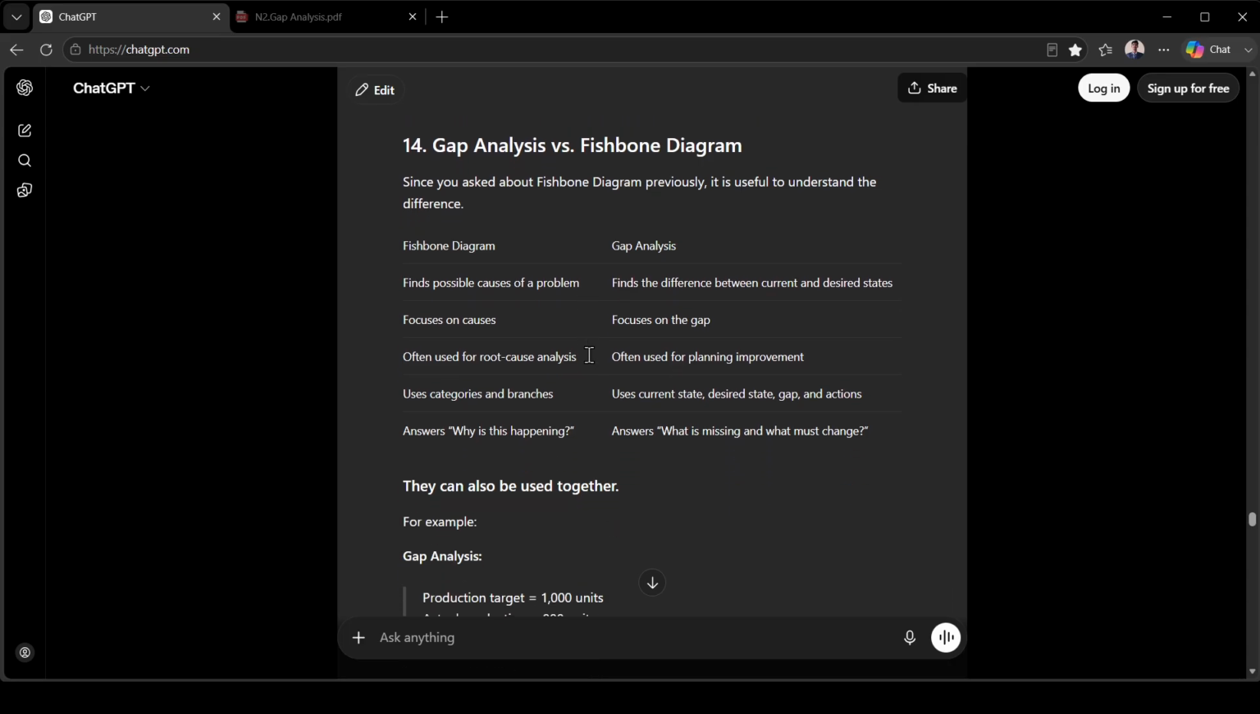Then gap analysis versus fishbone diagram. Since you asked about the fishbone diagram previously, it is useful to understand the difference. Fishbone finds the possible causes of a problem. Gap analysis finds the difference between the current and desired state. Fishbone focuses on the causes; gap analysis focuses on the gap. Fishbone is often used for root cause analysis, while gap analysis is often used for planning improvement. Fishbone uses categories and branches; gap analysis uses current state, desired state, gap, and action. Fishbone answers why it is happening; gap analysis answers what is missing and what must change.